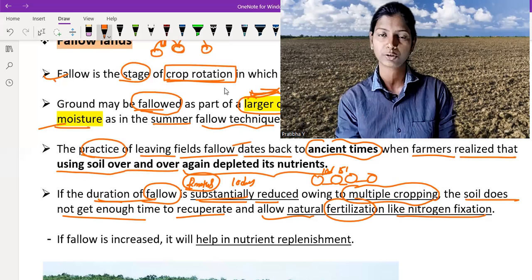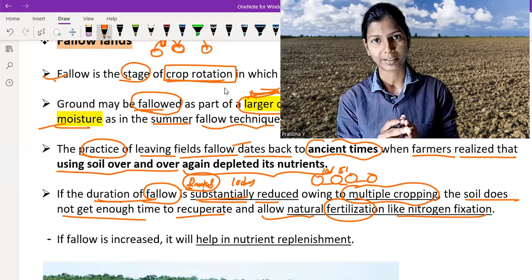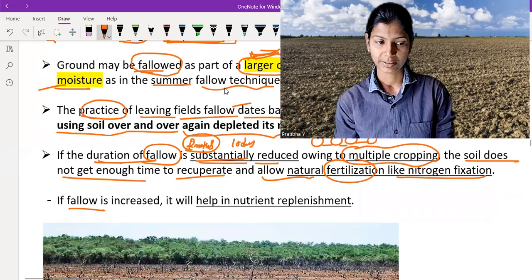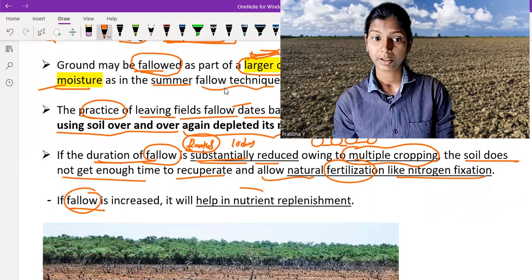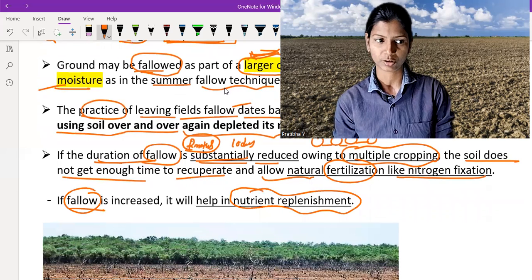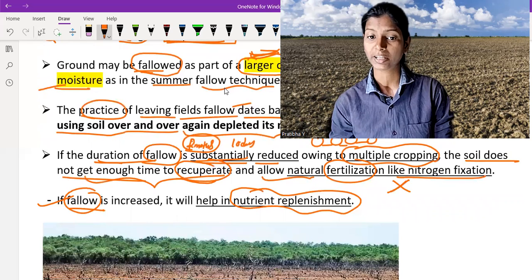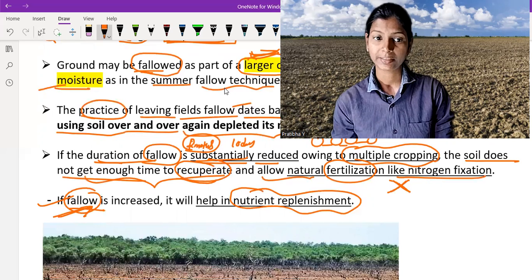If we allow some more time, then the soil gets enough time to recuperate, and natural fertilization like nitrogen fixation happens automatically in a good manner. If the duration of fallow is increased, it will help nutrient replenishment. If the duration is reduced, the soil does not get enough time to recuperate and nitrogen fixation is not happening. So it is very important.